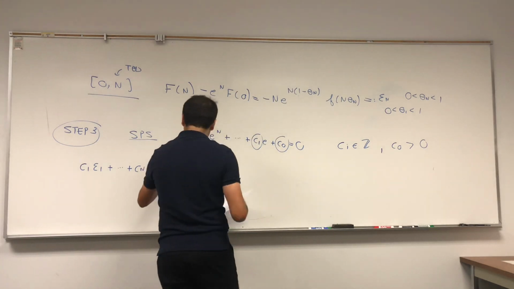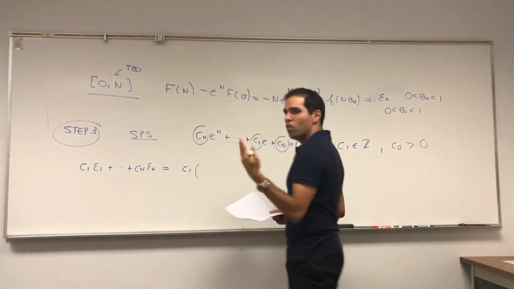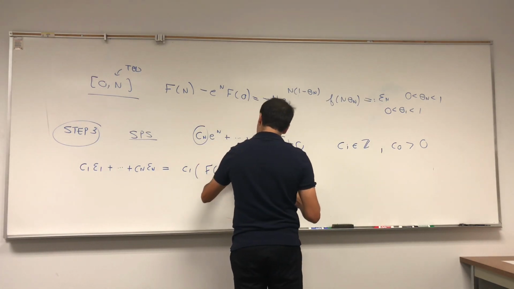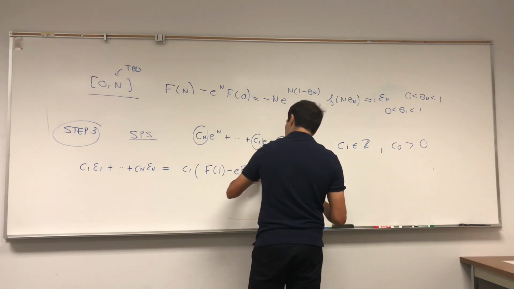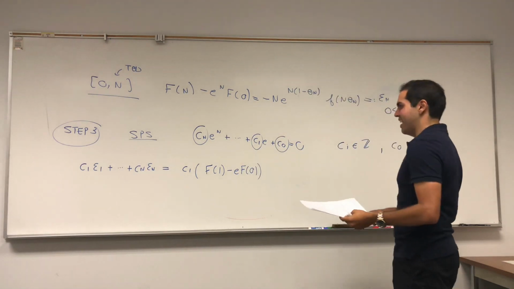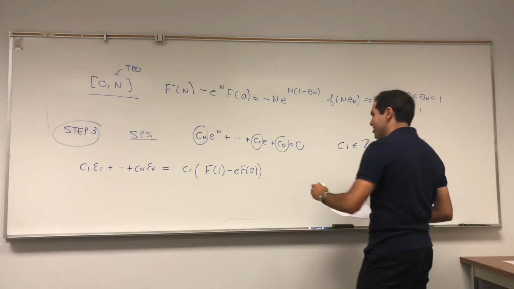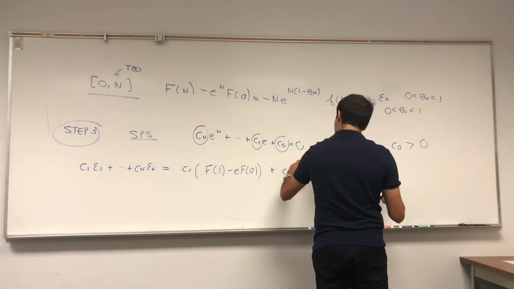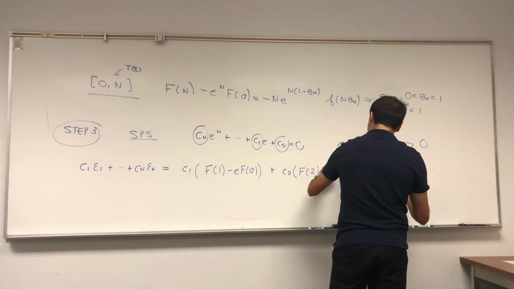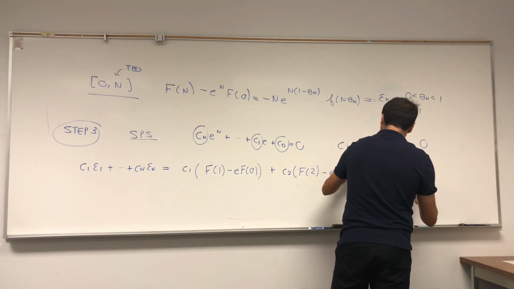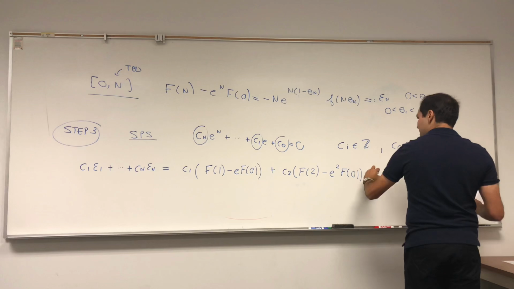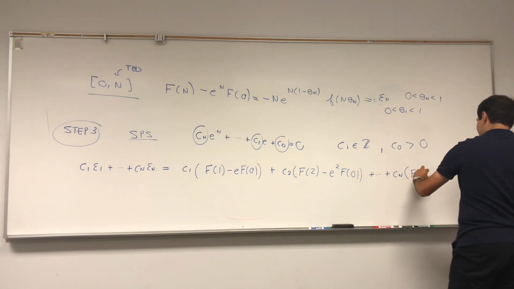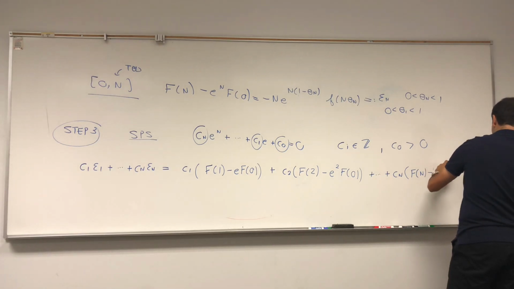So, what was epsilon 1? Well, it sort of was f of 1 minus e f of 0. And then epsilon 2 was like f of 2 minus e squared f of 0, etc. So plus C2 times f of 2 minus e squared f of 0, up to epsilon n, which is f of n minus e to the n f of 0.